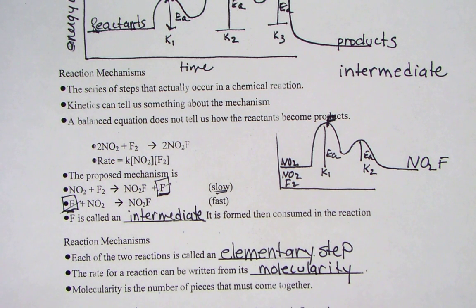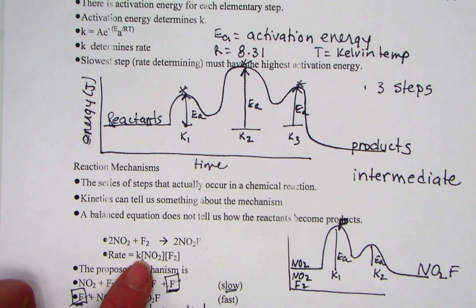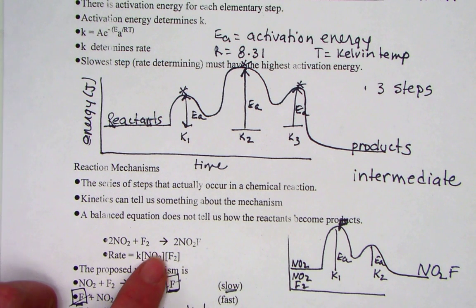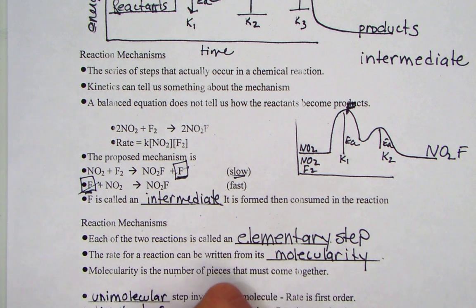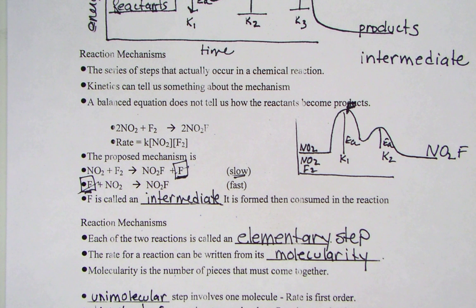In a bimolecular reaction, it requires two molecules to collide. The rate is second order overall. That would have been the description up above with our first example. First order with respect to NO2, first order with respect to F2, second order overall. A second order rate shows two things colliding together. In a termolecular equation, would require three molecules and the rate is third order.